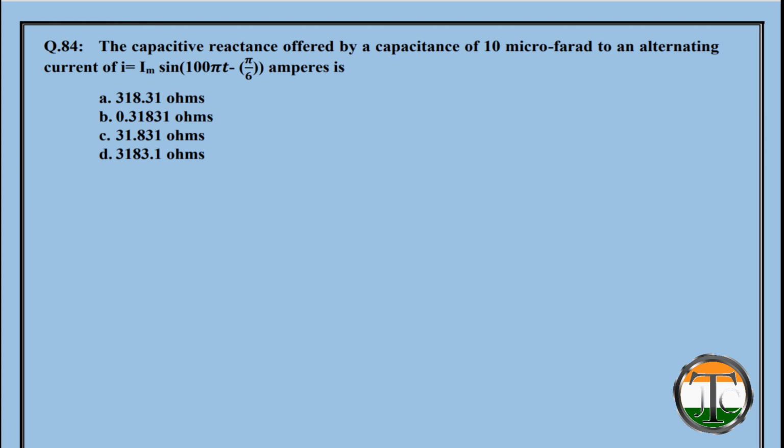Question number 4: the capacitive reactance offered by a capacitance of 10 microfarad to an alternating current is given as I equals Im sin(100 pi t minus pi by 6) ampere. Option A is 318.931 ohm, option B is 0.31831 ohm, option C is 31.831 ohm, option D is 31283.1 ohm.